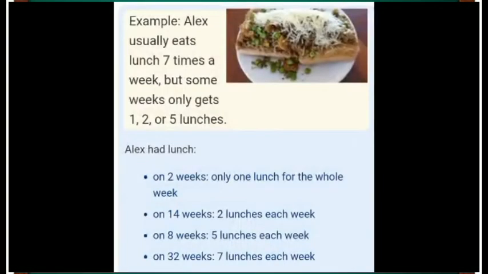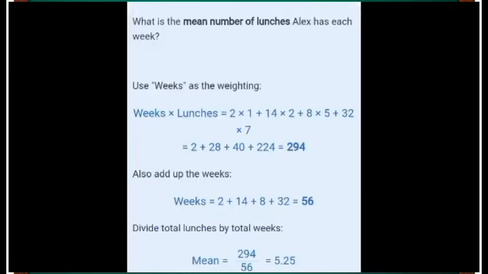For example number 1, Alex usually eats lunch 7 times a week, but some weeks only gets 1, 2, or 5 lunches. Alex had lunch on 2 weeks, only 1 lunch for the whole week. On 14 weeks, 2 lunches each week. On 8 weeks, 5 lunches each week. On 32 weeks, 7 lunches each week. What is the mean number of lunches Alex has each week? Use weeks as the weighting.